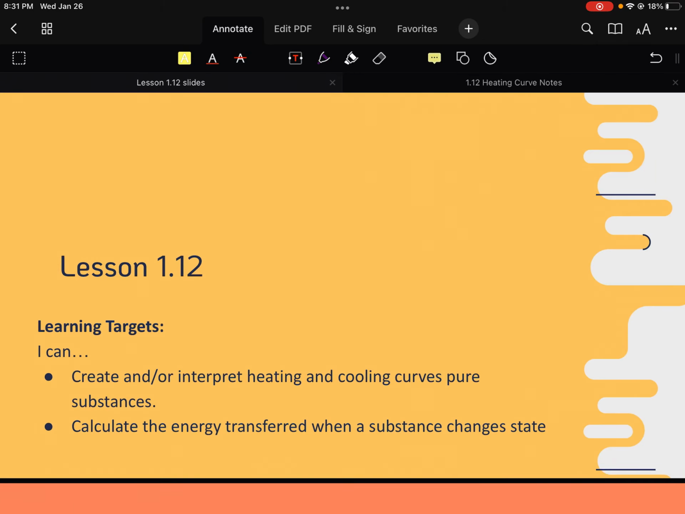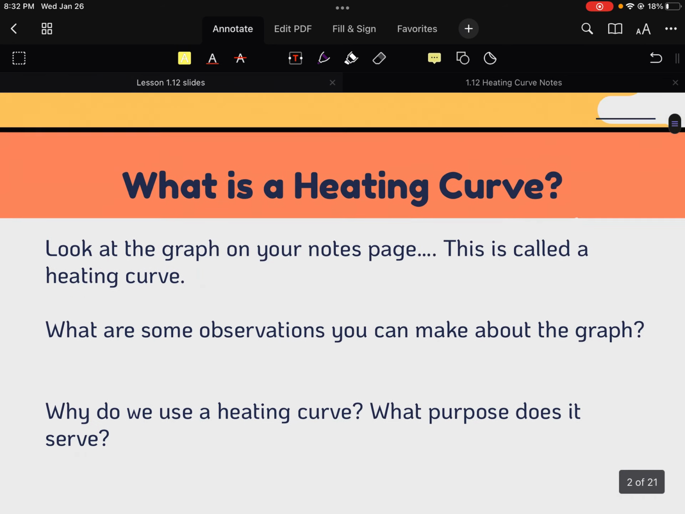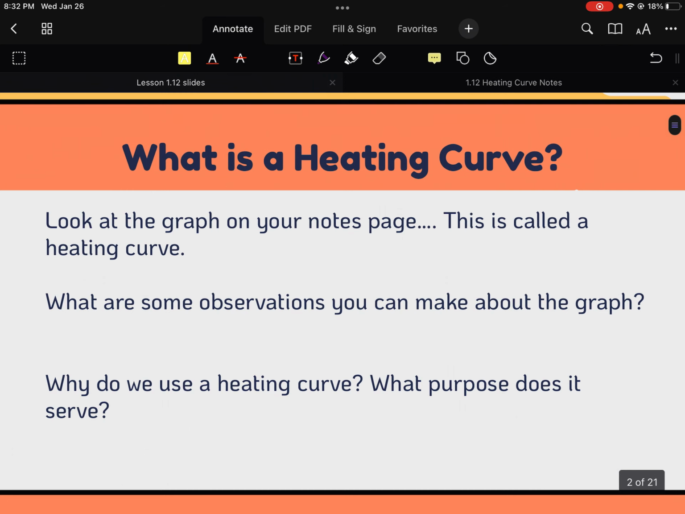This lesson is going to walk you through a heating curve. So by the end, you want to be able to create and interpret a heating curve, and you also want to be able to calculate the energy transferred when a substance changes state. So as something is melting or evaporating, we want to be able to calculate how much energy is needed in order to do that. So the first thing is, what is a heating curve?